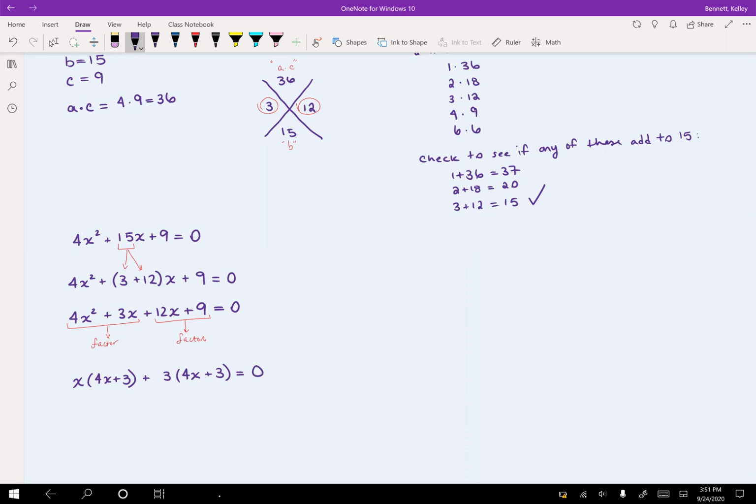Still equal to 0. But now notice that I can again factor. 4x plus 3 is now present in both terms. So I'm going to factor out this 4x plus 3. And when I pull that out, what I'm left with is x plus 3. So now I have factored my quadratic equation. So this is the factorization.